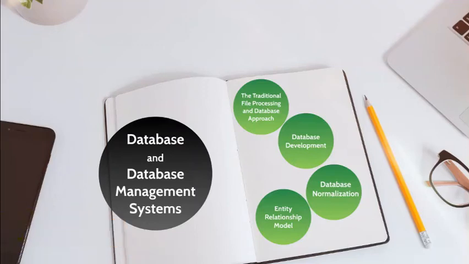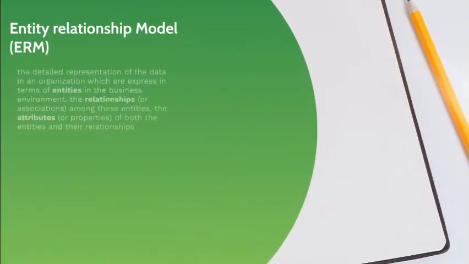Entity relationship model. Entity relationship model is a detailed representation of the data in the organization, which are expressed in terms of entities in the business environment, the relationship or association among these entities, the attributes or properties of both the entities and their relationships.